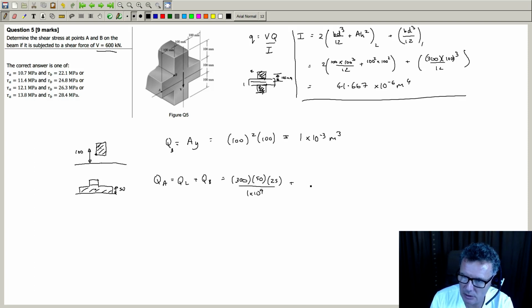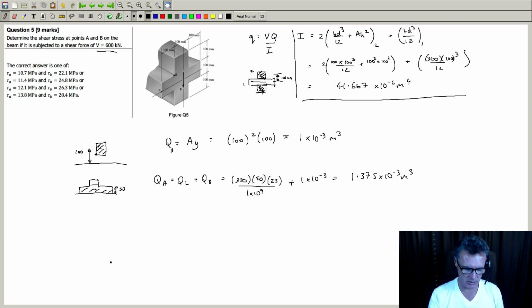And then we'll add on our other area. So 1 times 10 to the minus 3 there. Sorry, second moment of area. First moment of area, sorry. And we end up with the answer 1.375 times 10 to the minus 3 meters to the power of 3. So I've got my two Q's.